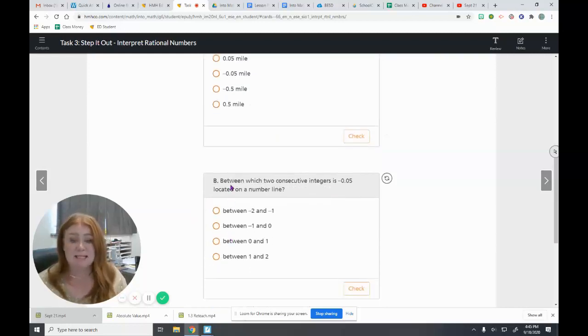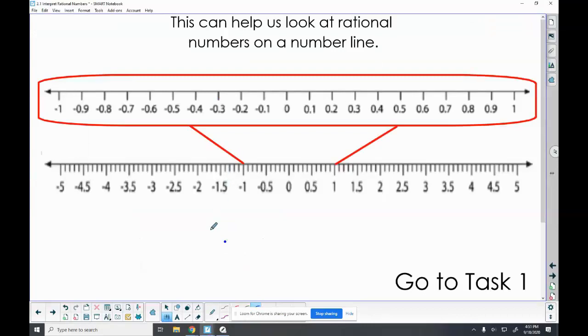Okay, B asks, between which two consecutive integers is negative 0.05 located on a number line? So I know the number 0.05 is like 5 cents. I always like to think about decimals as money, and we're talking about a negative, so I have lost 5 cents. I do not have that.